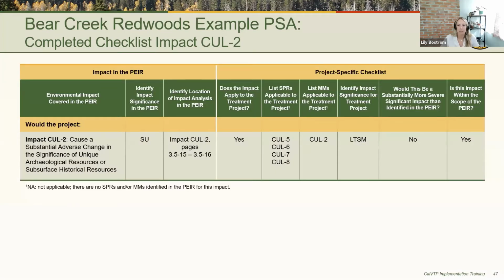So here is the completed checklist for Impact Cul 2. So in this case, the impact did apply to the treatment project. The standard project requirements and mitigation measures that are applicable are listed. The impact significance for the treatment project was less than significant with mitigation. This did not constitute a substantially more severe significant impact, and the impact was found to be within the scope of the CalVTP program EIR. Next slide, please.